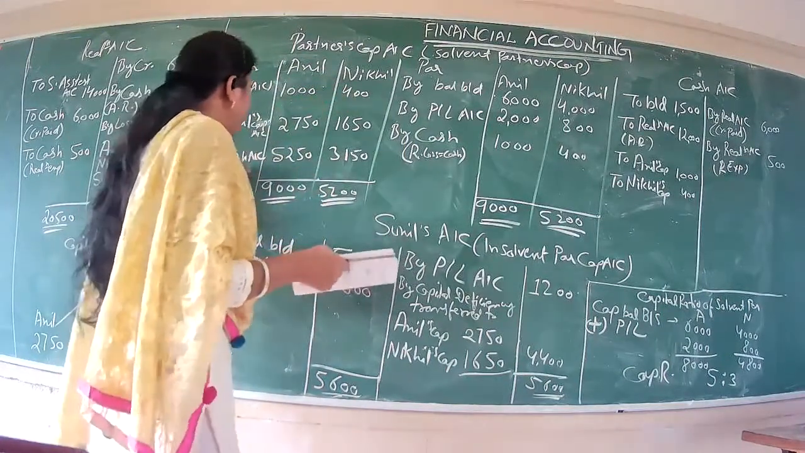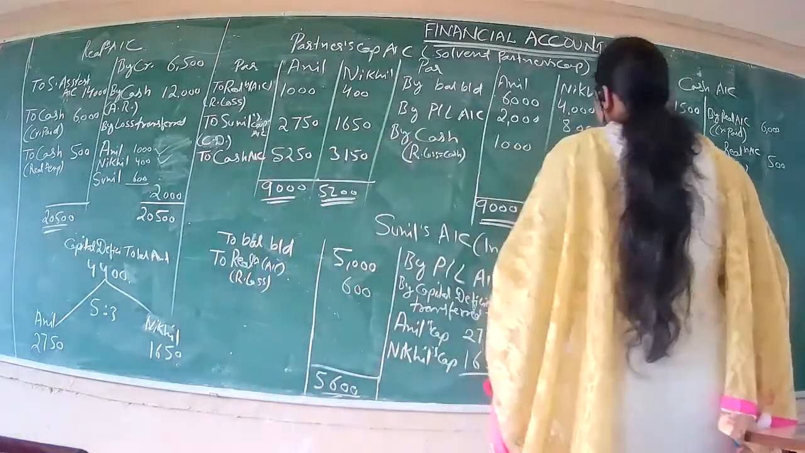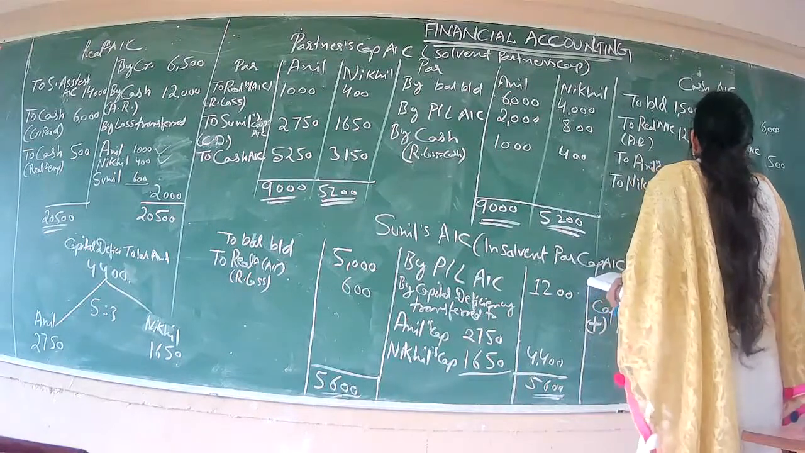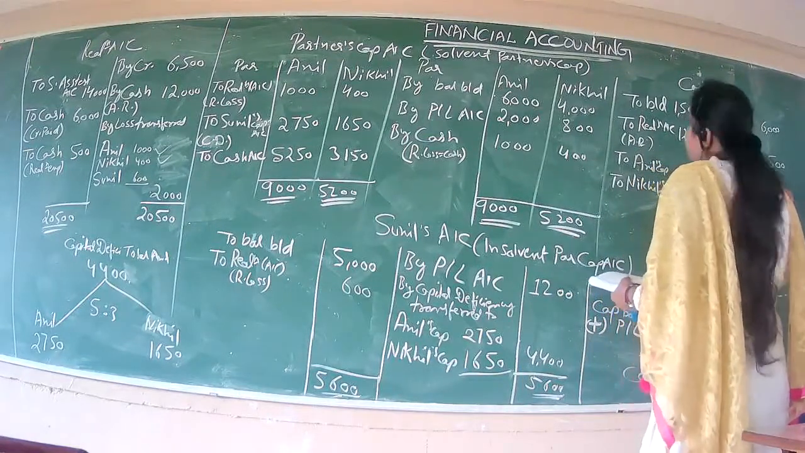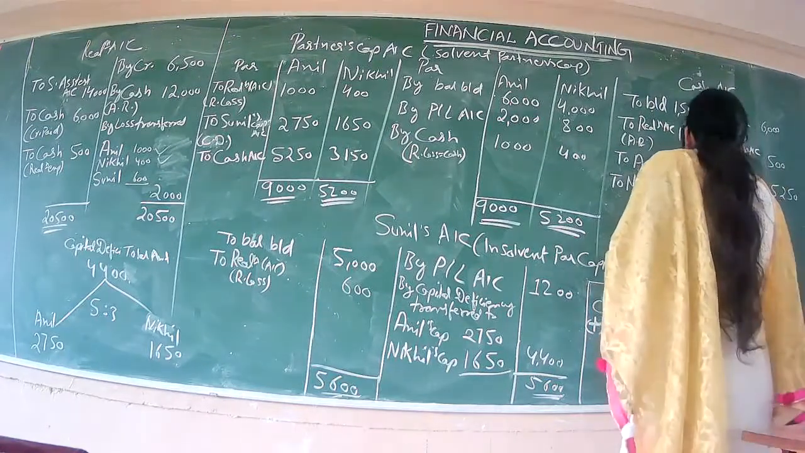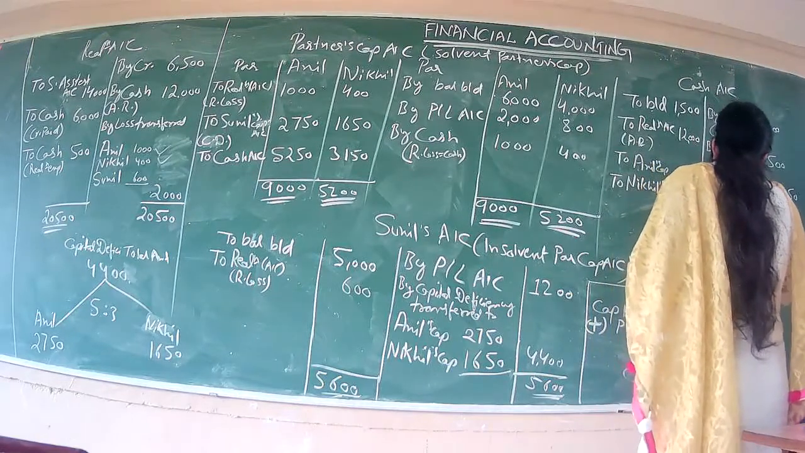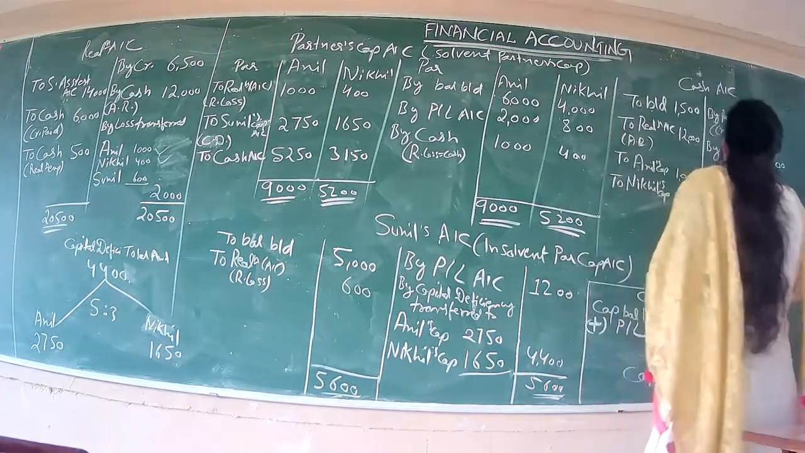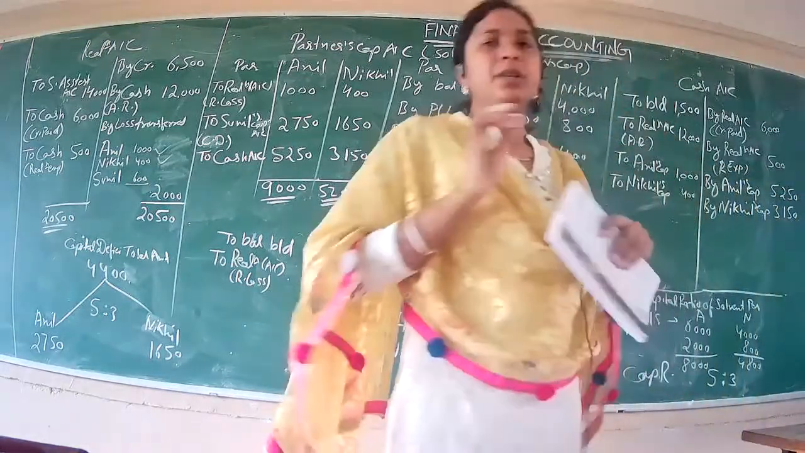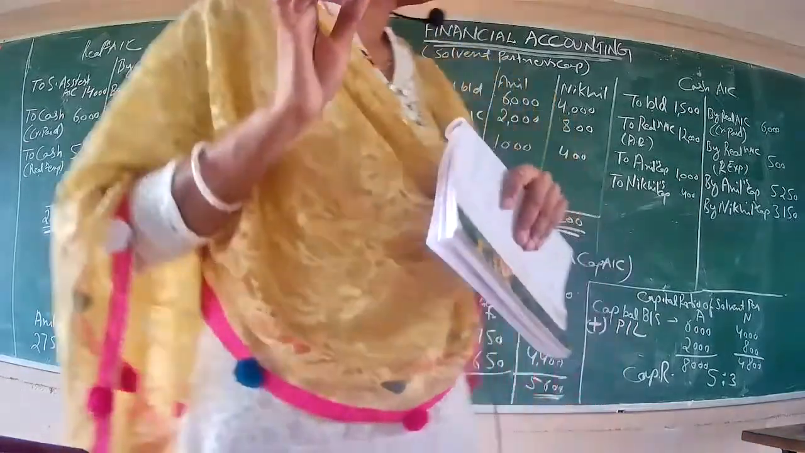Fine. So this much final cash on the dissolution your solvent partners are going to get from the firm. So the same, we'll do the counter entry in your cash account also, that is by Anil's capital account, how much is he getting? He should get 5,250. And then by Nikhil's capital account, how much should he get? He should get 3,150.